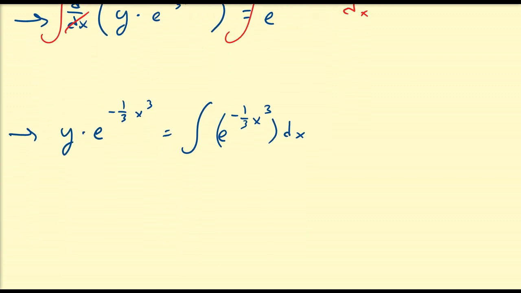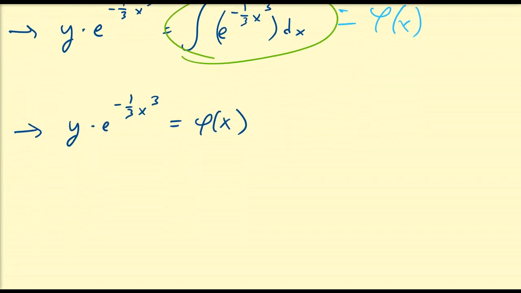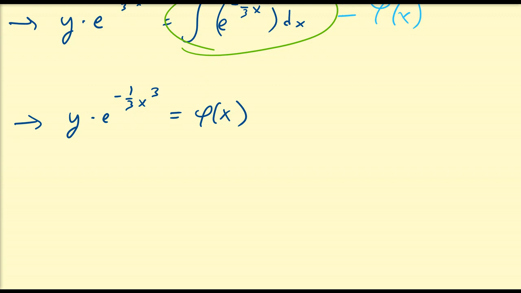So the question now becomes, can I find this integral? In fact, this is another integral that is also not an elementary primitive, but let's just define this to be equal to some function called Φ(x). So this gives us y times e to the negative 1/3 x cubed is equal to Φ(x). And then I'm going to divide both sides by e to the negative 1/3 x cubed.